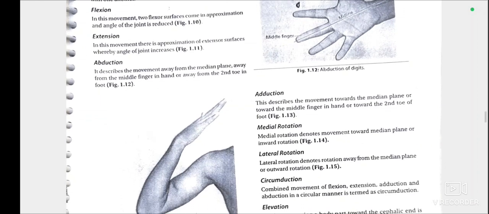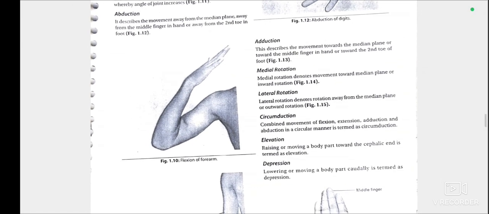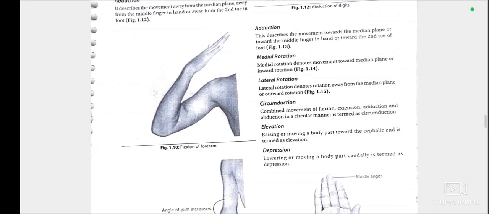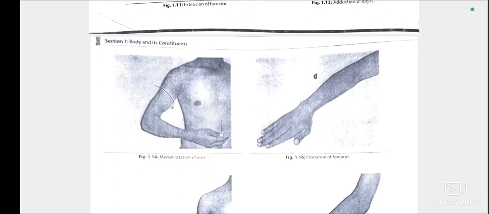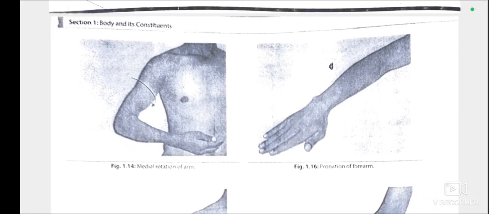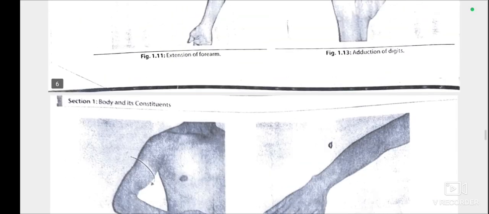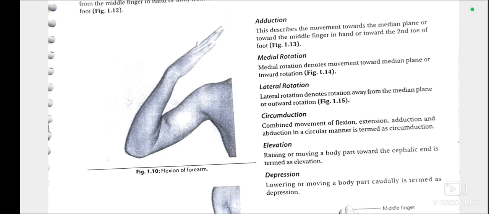Okay, medial rotation denotes the movement towards the median plane, or inward rotation. You can see medial rotation; this is a medial rotation of the arms. Medial rotation, inward rotation. Okay, the next is lateral rotation.